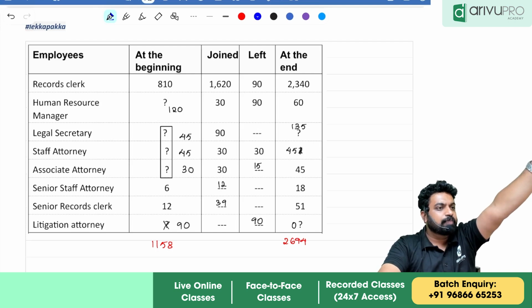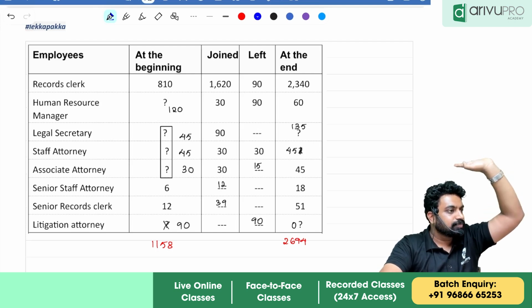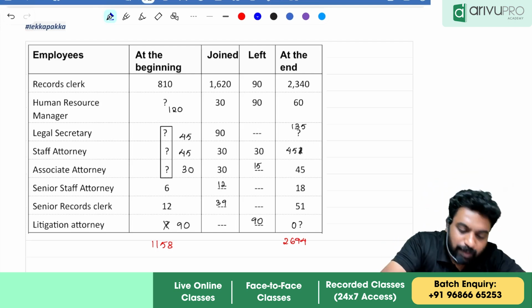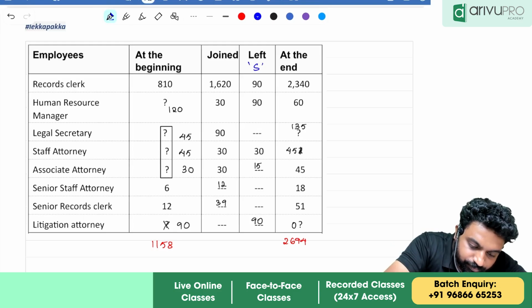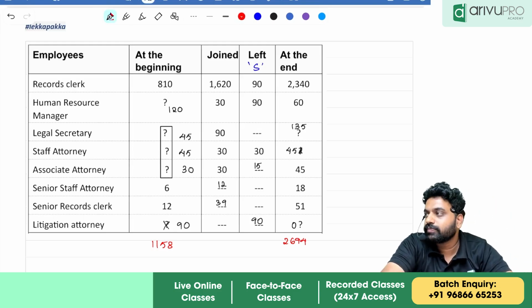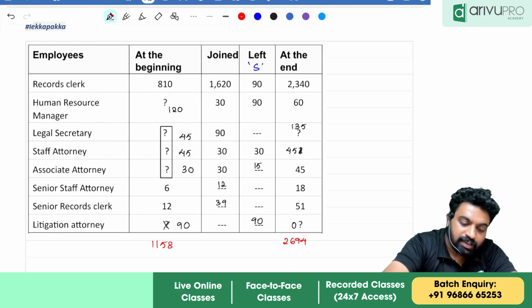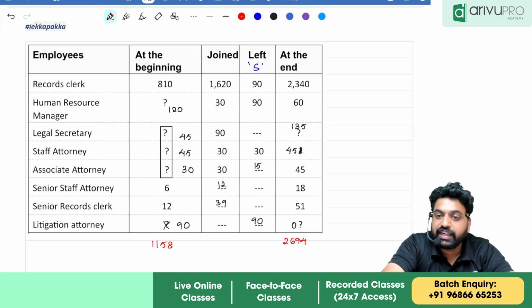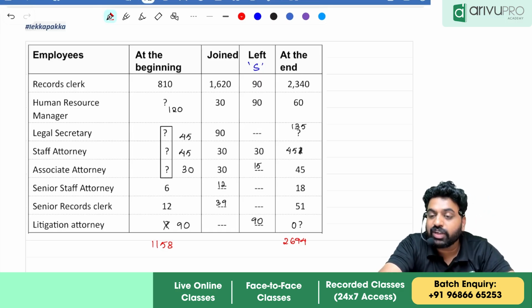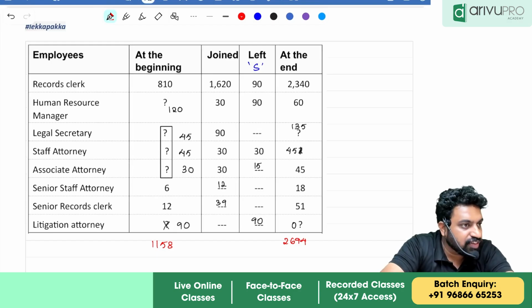Joined is very simple. That is our accession. Agreed? Left is very simple. That is our separation. Left is our separation. Correct? Now listen. They are asking you to find out employee turnover under replacement and under separation. So separation information I have.